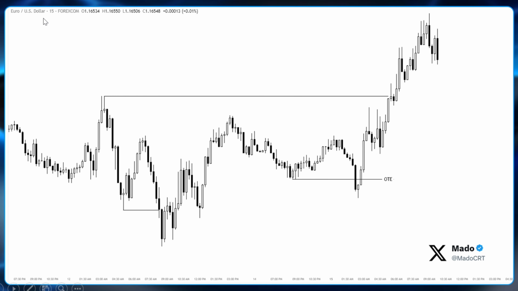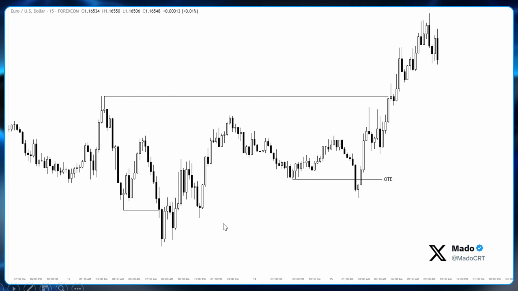All right, in this Euro example, we've got three phases active: turtle soup, Model 1, and OTE. First, we see the turtle soup setup. Price takes out the previous low, grabs the sell side liquidity. That's our first hint that momentum might be shifting higher. Then we get into Model 1. This confirms our bullish trade idea.